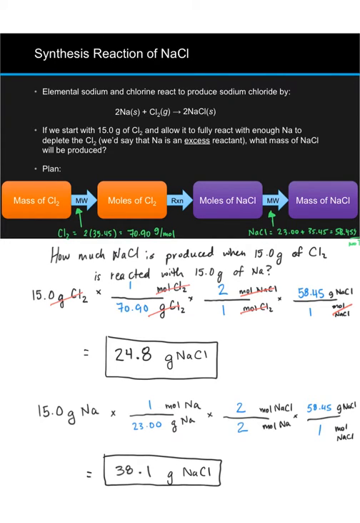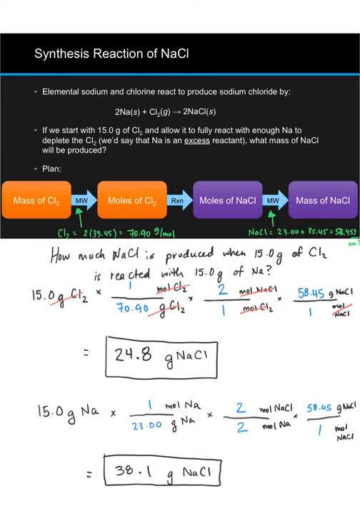So if we reacted 15 grams worth of chlorine, we'd make 24.8 grams worth of NaCl. If we react 15 grams worth of sodium, we'd make 38.1 grams worth of NaCl. So what's the true answer here? Are they both right? How could they both be right? If we mix together 15 grams worth of one ingredient with 15 grams worth of another ingredient, how could we expect to get two different results?